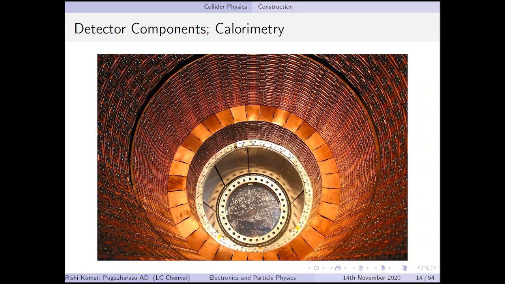So electromagnetic calorimeters measure the energy of electrons and photons as they interact with matter. Hadronic calorimeters sample the energy of the hadrons, such as protons and neutrons, as they react with atomic nuclei. So that is just a very small summary of what I said about the calorimeters.